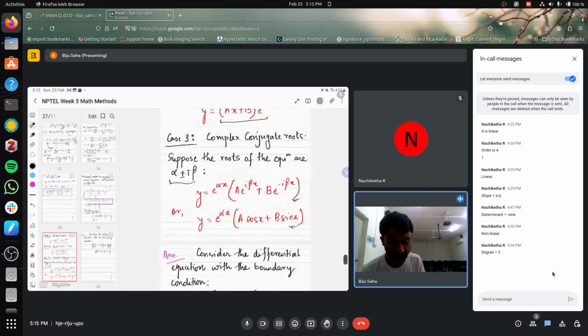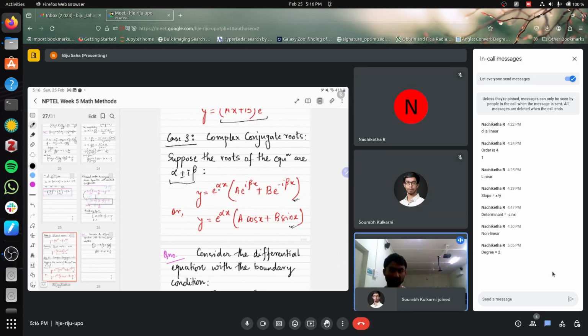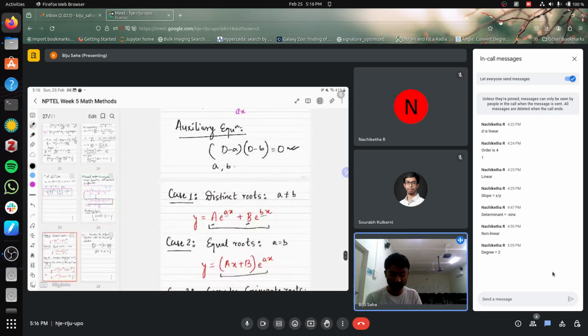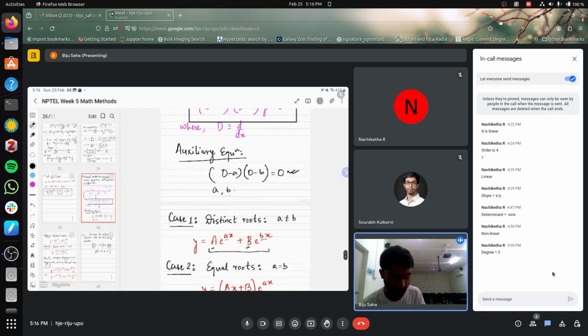So the real part appears in terms of the real exponential e to the power alpha x, and the imaginary part of the root appears in the e to the power i beta x. The beta is the imaginary part. Using the Euler form we can represent it in terms of cos and sine, so what we can do is replace e to the power i beta x in terms of cos and sine and write it in this form. So these are the three solutions that you can get depending upon the roots of the auxiliary equation.